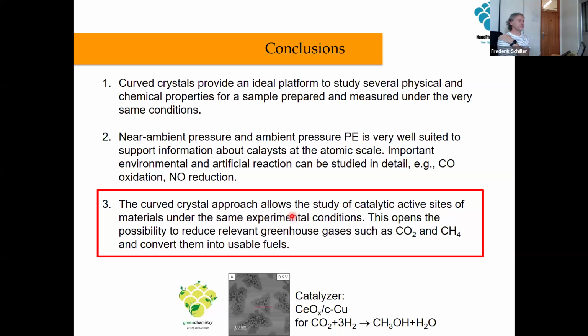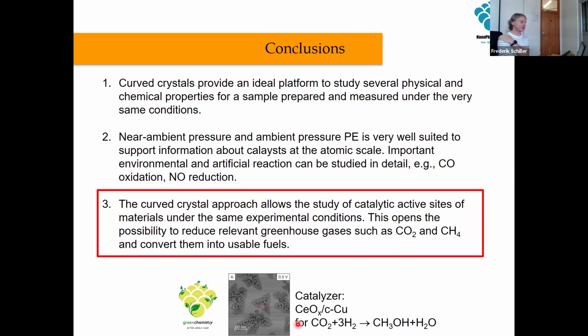And in the future, what I've shown you today are very simple reactions. In the future, we will do a little bit more complicated reactions, in order to be able to reduce relevant greenhouse gases such as CO2 or CH4 and convert them, or store them, or convert them into usable fuels, and reduce the amount of these greenhouse gases in our atmosphere.